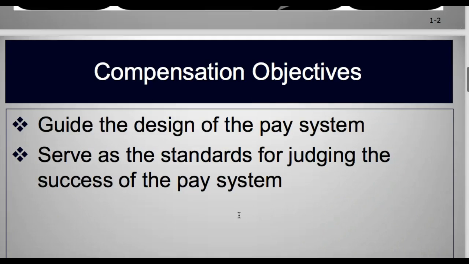So let's move on. When we look at compensation objectives, which is that first part of the case format, really what we're talking about is the design of the pay system and how that pay system is going to provide the standards for how compensation objectives are going to be achieved by the design of the pay system, and how that pay system and the objectives will serve as the standards for judging the success of that pay system. So as you notice, these go hand in hand.